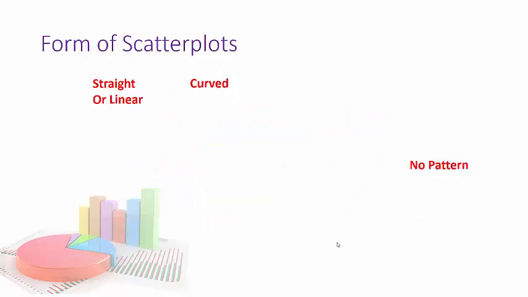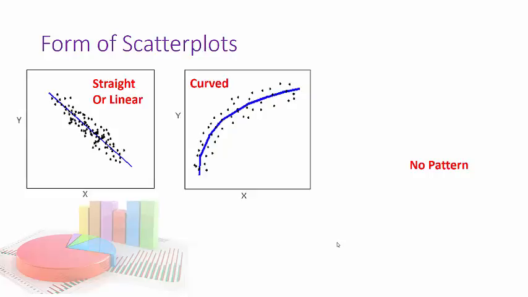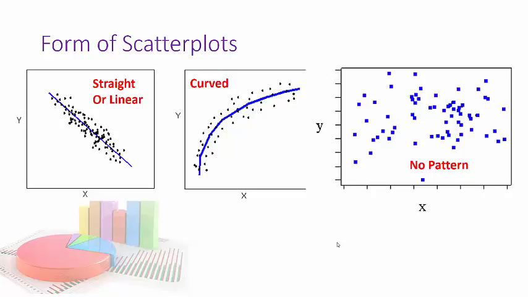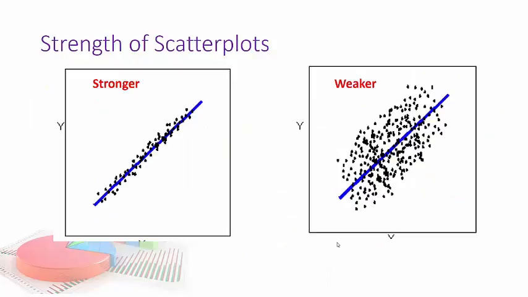Now you're going to see basically three forms of scatter plots that we're going to deal with in this course. There's the straight or linear, and that can be positive or negative. It could be curved, or maybe there's no pattern at all. And occasionally you might see some exotic patterns like this, but that's beyond the scope of this class. Then finally, there's the strength of the scatter plots, which is either stronger or weaker. The closer you can get to a line, you see this pattern, a strong pattern, that means it's a stronger correlation.